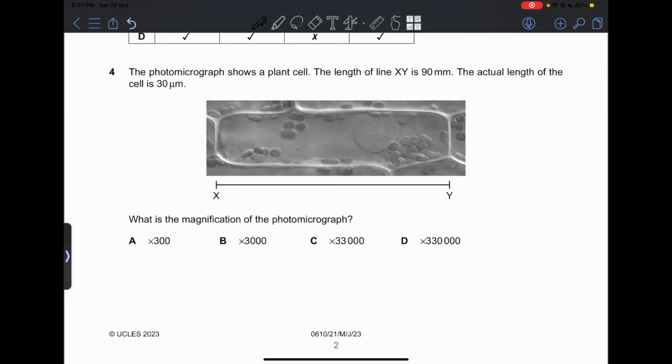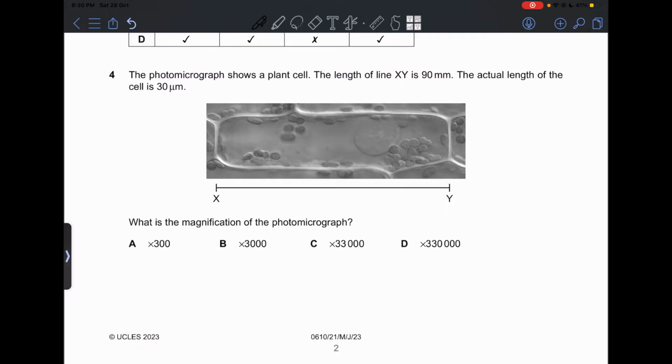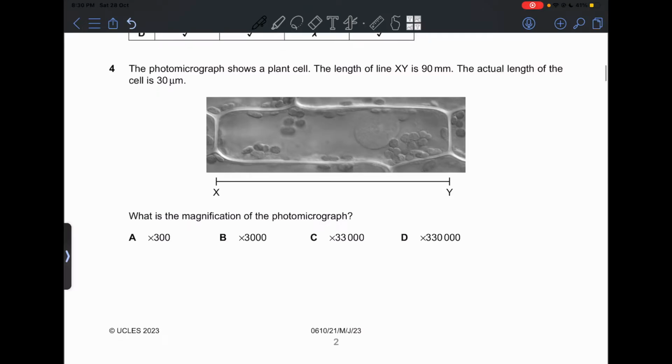Number 4, the photomicrograph shows a plant cell. The length of line XY is 90 millimeters. The actual length of the cell is 30 micrometers. What is the magnification of the photomicrograph? So this is a magnification question, just like the questions that I have explained in my paper 6 videos. You can check them out if you want. To solve this question, we're going to be using the I-AM triangle. The I stands for image, the A stands for the actual size, and the M, of course, stands for the magnification. So we're going to be dividing the image size, which is the 90 millimeters, over the actual size, which is 30 micrometers.